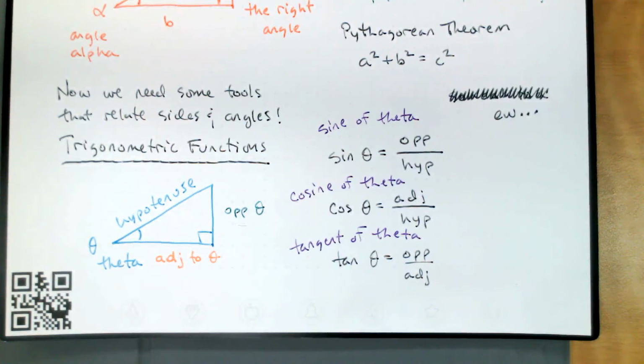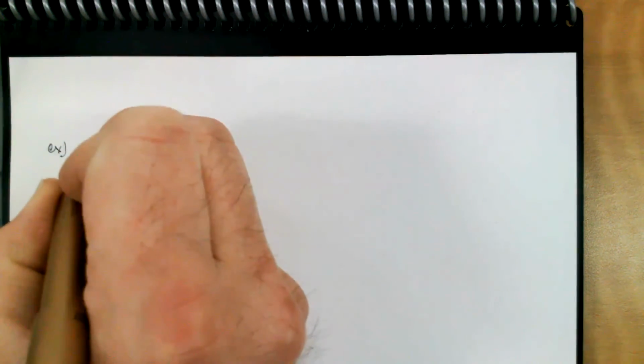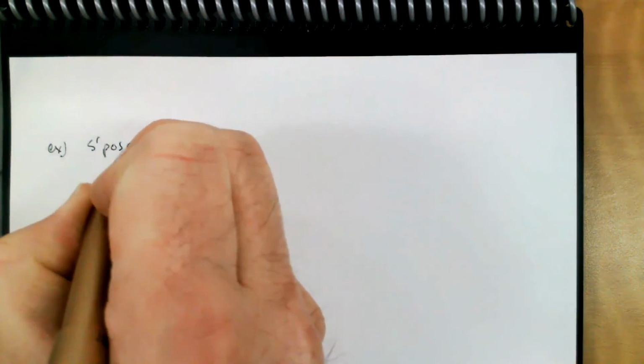Let's solve a triangle. Let's suppose I need to give you three pieces of information. One piece of information: it's going to be a right triangle.